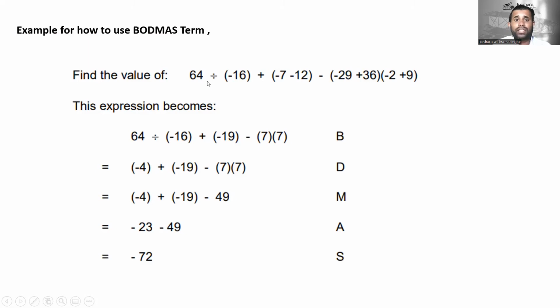Now this is an example of how to use the BODMAS term. Find the value of 64 divided by (minus 7 minus 12), minus (minus 29 plus 36), into (minus 2 plus 9). So let's see how to use BODMAS. In these expressions we will remove the brackets first.